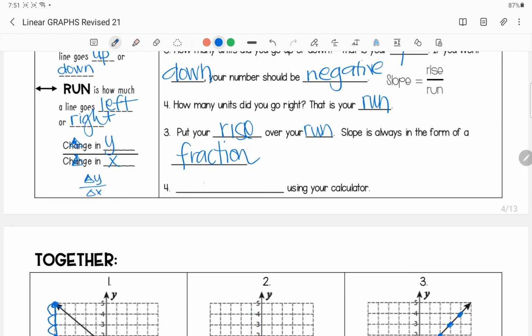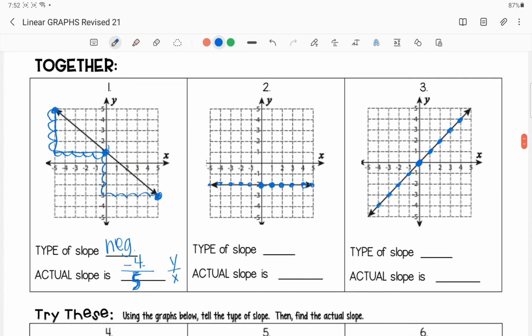And then you're going to make sure that you simplify. And remember, the fraction button on our calculator, we should know this by now, is the N over D button. All right, so let's do this one.